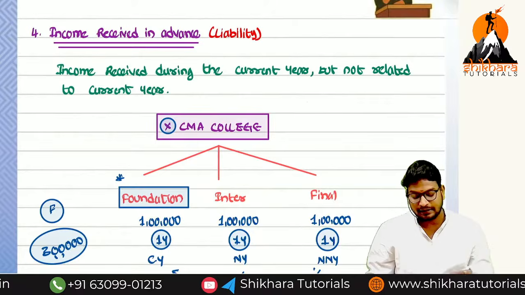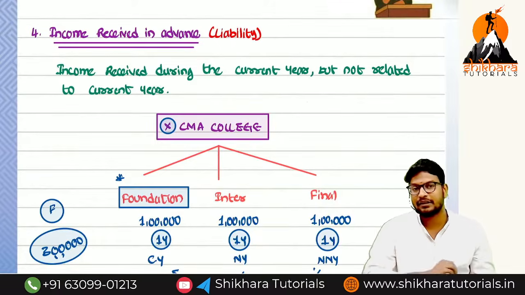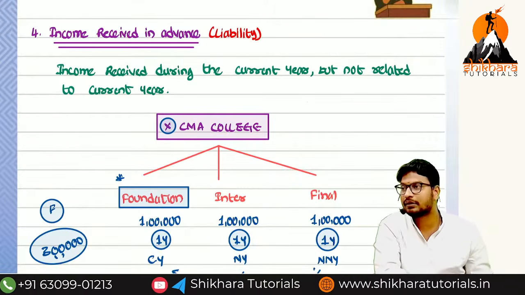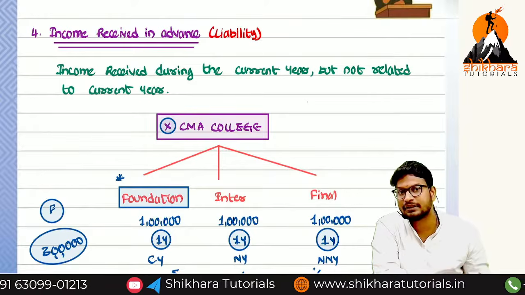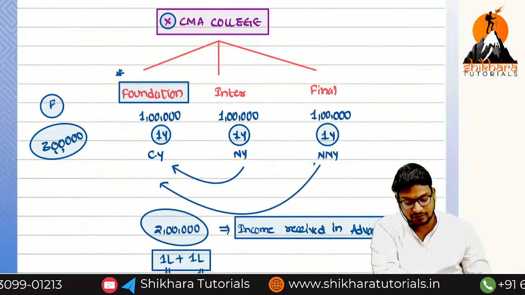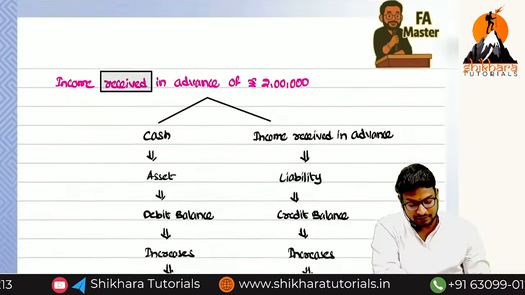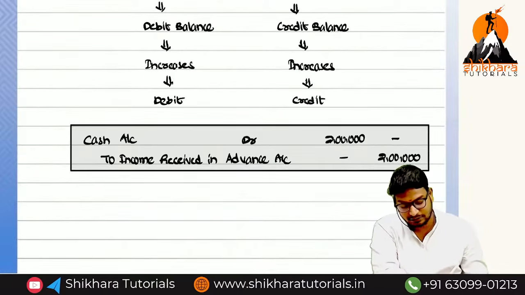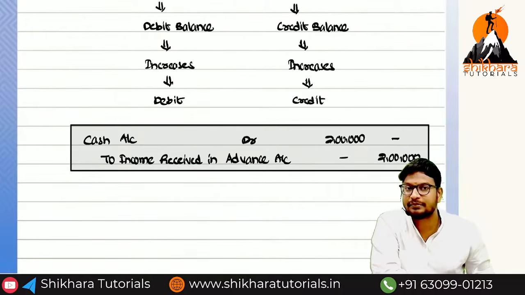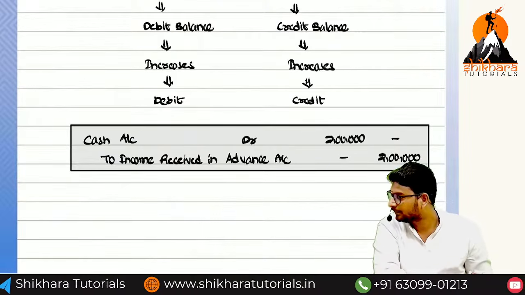Next one, coming to the income received in advance. What is the meaning of income received in advance? Income not related to the current year, but we have received it during the current year. We have taken the example of our course itself in order to understand. So what is the entry? Already we have received the money. So cash account debited to income received in advance account.